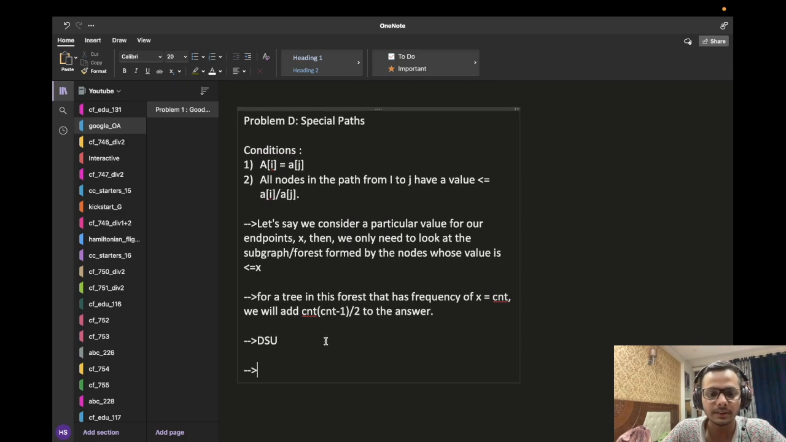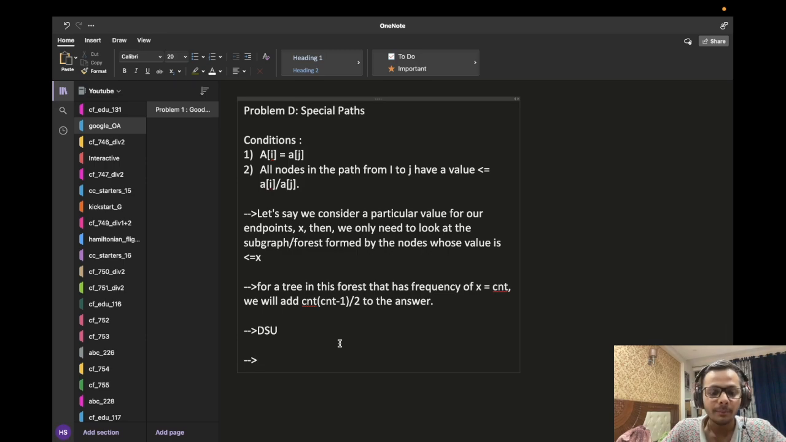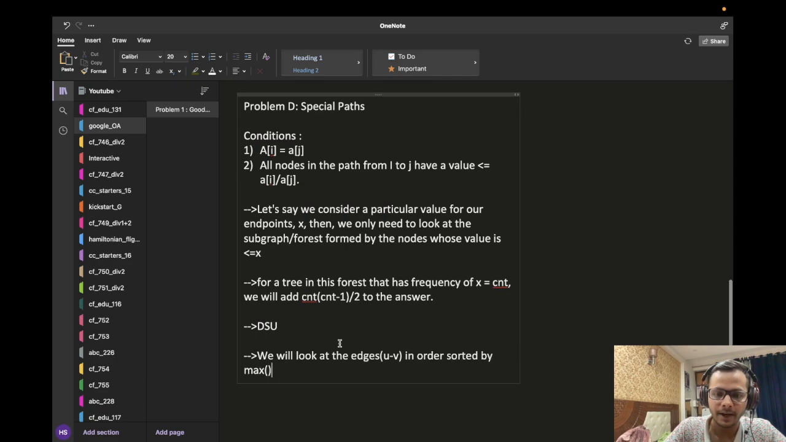So let's write it down. What I'm trying to say here is that we will look at the edges. Let's say the edges are of the form u to v. We will look at the edges in an order sorted by max of u comma v. Now when we fix the value x, we will only look at a prefix of these edges, such that max of u comma v is less than or equal to x. If we do so, then we will have a subgraph which is formed by only those nodes whose value is less than or equal to x.